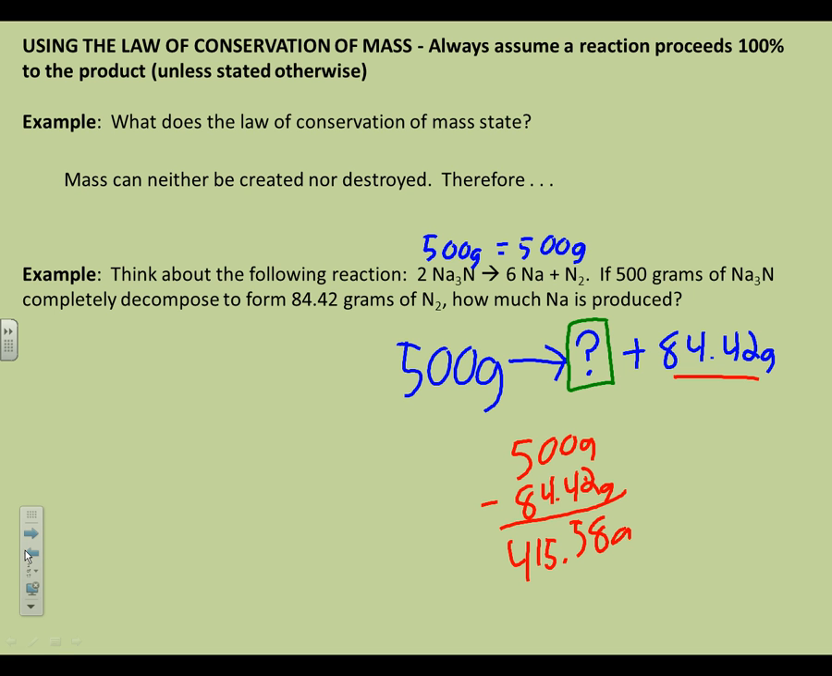415.58 grams of sodium. And you would be correct. So when this reaction takes place, 84.42 grams of what you started with is actually going to be the nitrogen, and then the remaining 415, almost 416 grams is sodium. That's an important piece of information, because when we start talking about theoretical yields and percent composition later on, you'll understand how all of this works.